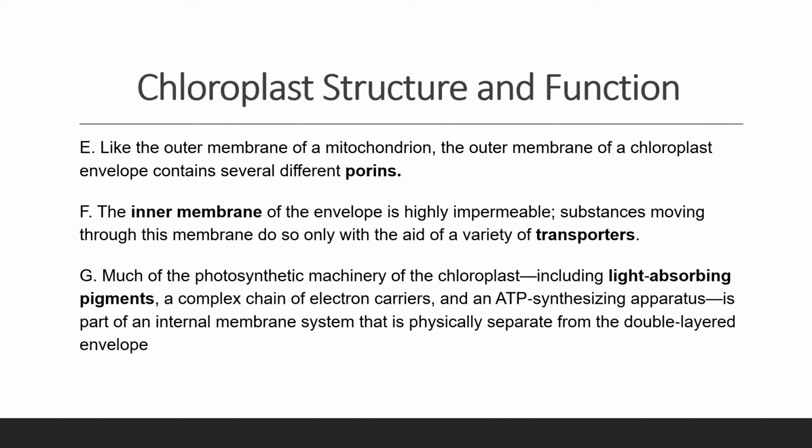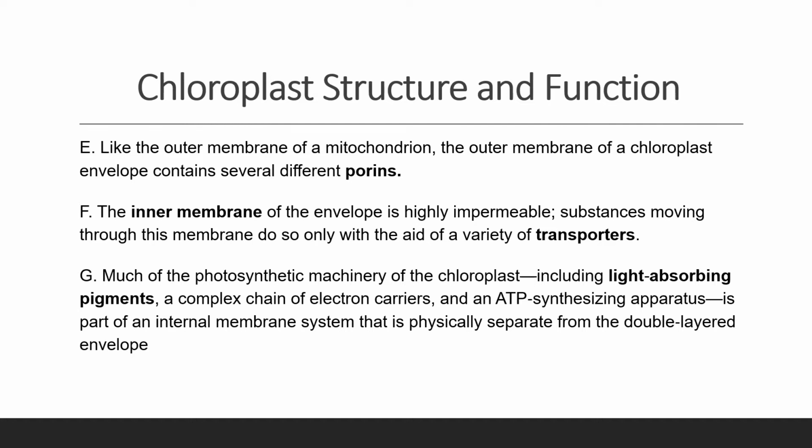Like the outer membrane of a mitochondrion, the outer membrane of a chloroplast envelope contains several different porins. These porins have relatively large channels, but they exhibit selectivity towards various solutes and thus may not be as freely permeable to key metabolites. So even if there are many porins on this membrane, they can be selective in some ways, especially when it comes to the solutes that go through the membrane.